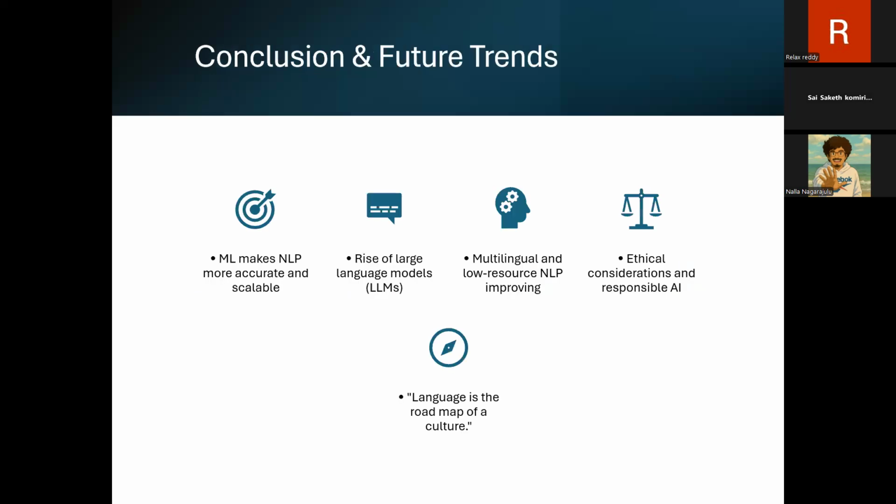So finally, concluding and some future trends to wrap up. Machine learning is the foundation of modern NLP. From chatbots to search engines, it helps machines better understand, generate, and respond to human language. With deep learning and transformer models, we have moved from basic keyword matching to context-aware language understanding.